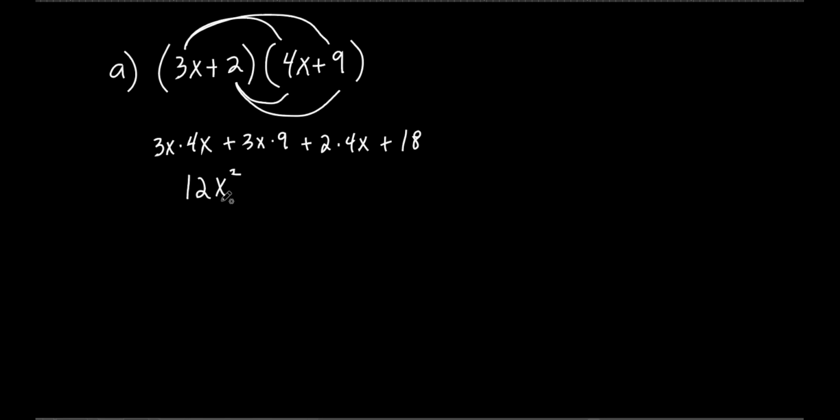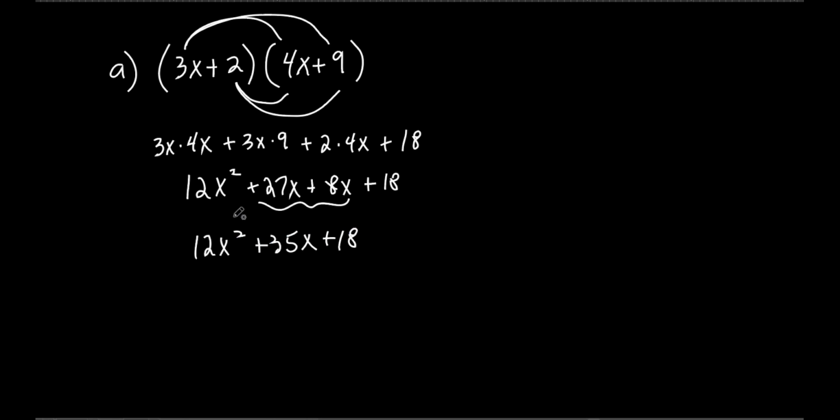3x times 4x is 12x squared. And then what's this? Plus 3x times 9, which is just 27x, plus 2 times 4, which is 8x, plus 18. Now we add like terms. These two right here are my like terms. So I keep that the same. That's 35x. That's 18. So that's how we got it.